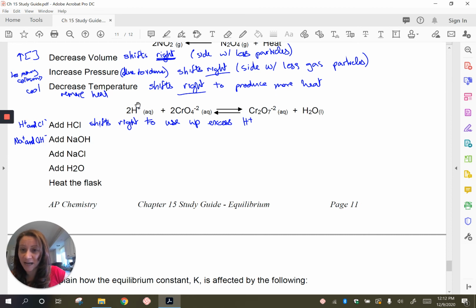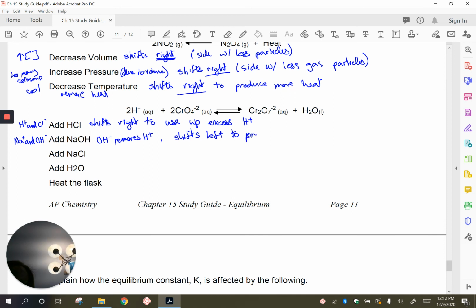Na pluses, I don't see that it can do anything to this, but OH minuses can. OH minuses can react with the H pluses to remove them, right? H plus and OH minus combine to form water. And so I'm basically removing the H pluses by adding the NaOH. So now I have too few H pluses, so it's going to shift to the left to make up more H pluses. So OH minus removes the H pluses, and so it's going to shift left to produce more H pluses instead of the ones that I lost.